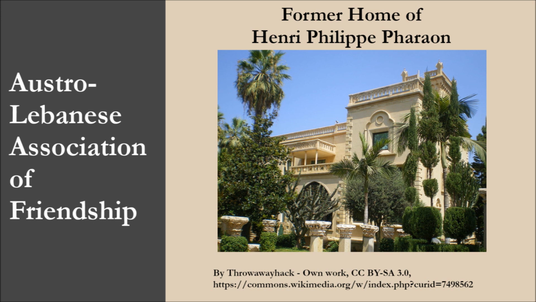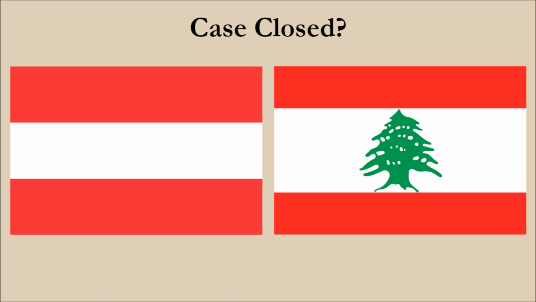However, neither Farren nor any of the other leaders at the time mentioned Austria as being the inspiration for Lebanon's flag. But given the evidence, surely it's the case that the Austrian flag was the source for the flag's design, right?